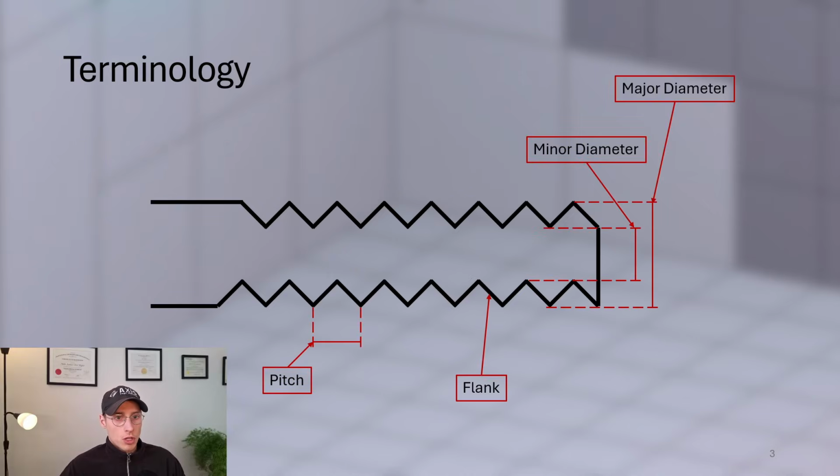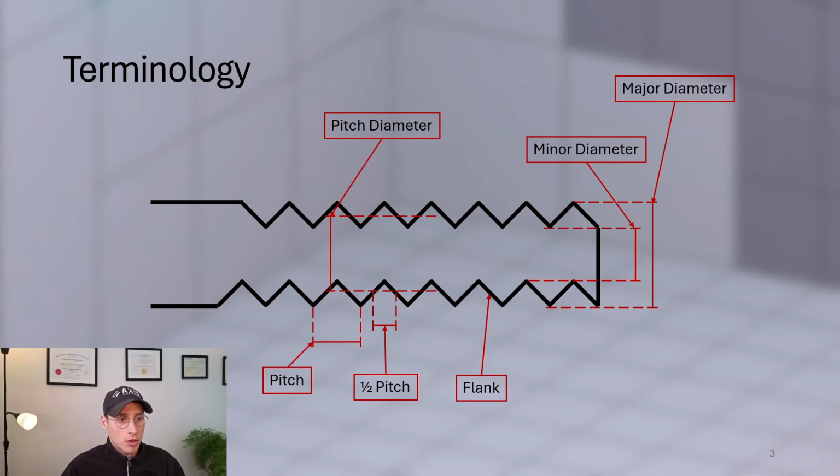Let's look at some terminology. Major diameter, minor diameter, flank, and pitch are all physical components of the thread, but what's not a physical component is the pitch diameter. The pitch diameter is an imaginary cylinder generated at the point where the thread width is equal to the space between the threads. So if you take half the pitch and look at that on either side, you generate the pitch diameter. And the axis of the pitch diameter is where geometric controls are being applied.